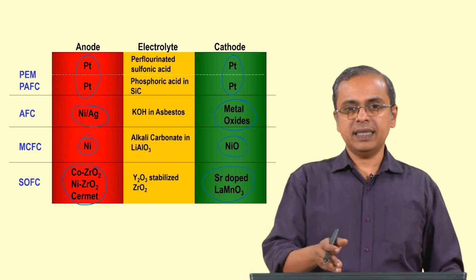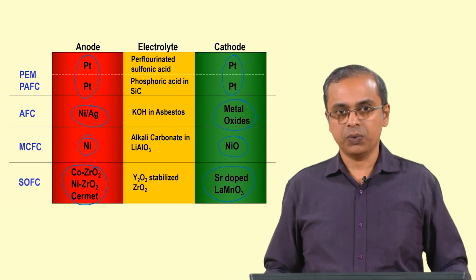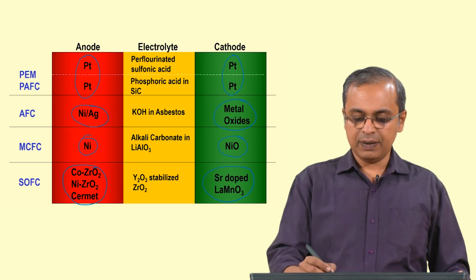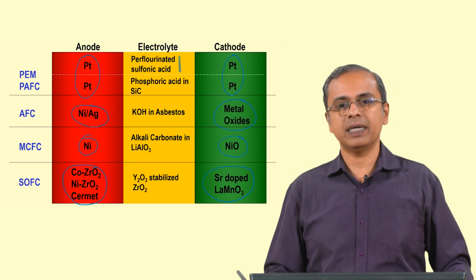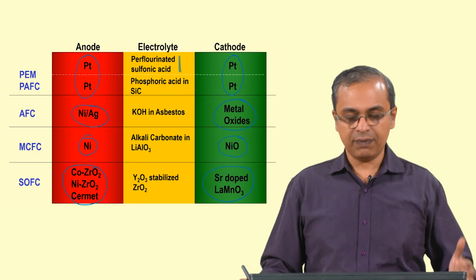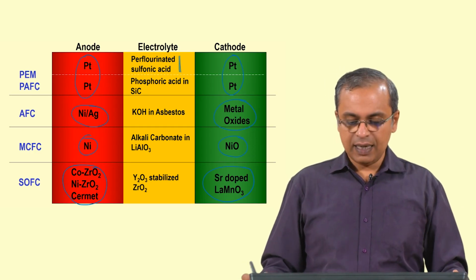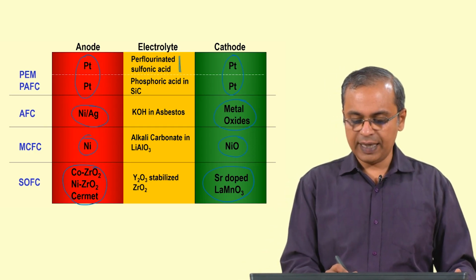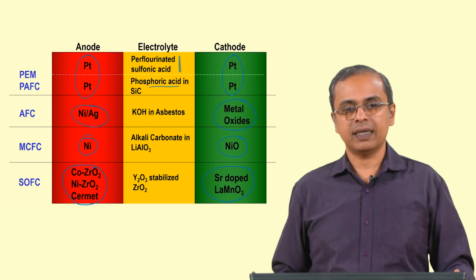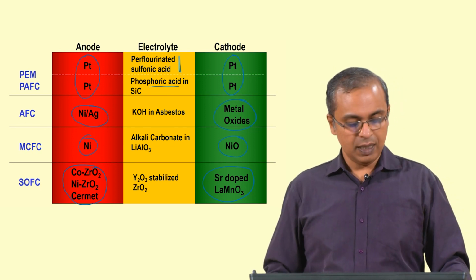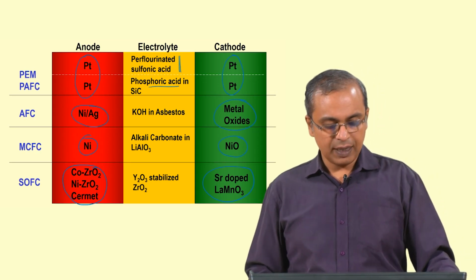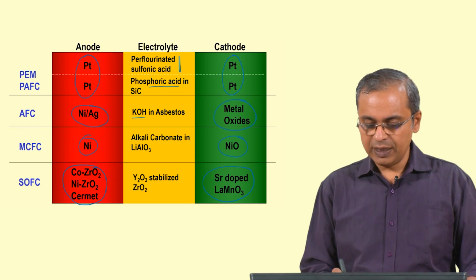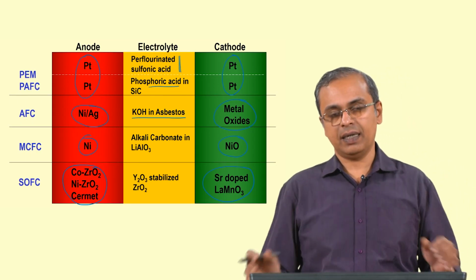The electrolyte, as I said, is a series of materials that I am showing you here. One is referred to as a perfluorinated sulfonic acid. We will see this in some detail later in one of the other classes. This is phosphoric acid in silicon carbide, the electrolyte that is used for PAFC, phosphoric acid fuel cell. For alkaline fuel cells, you have KOH, which is held in asbestos.